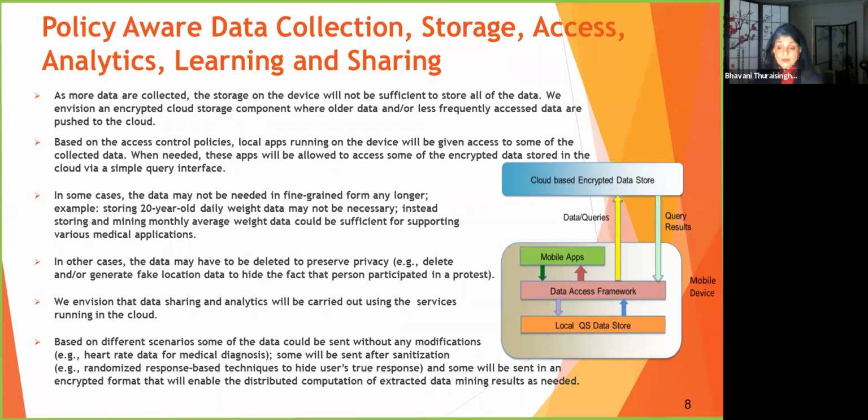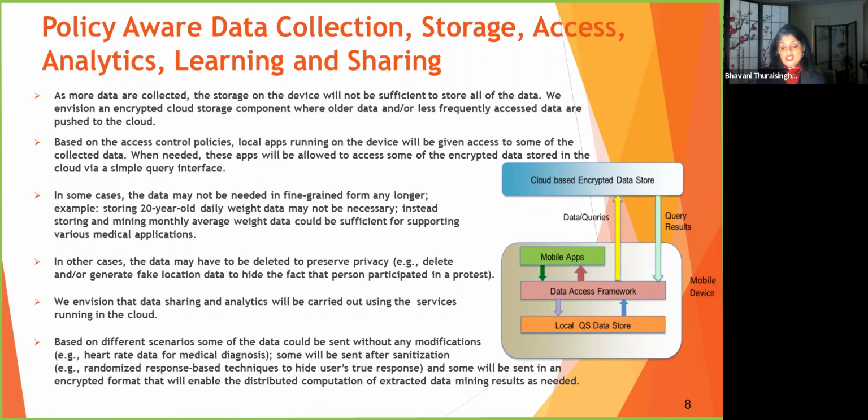But for a 70-year-old person, you may want to get the daily weight, right? In other cases, data may have to be deleted to preserve privacy, but what does it mean to delete the data? Sometimes you may have to generate some fake locations, and is the data really getting deleted? So you need audit policies.